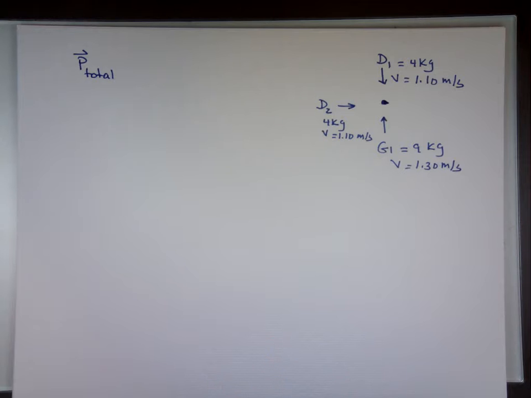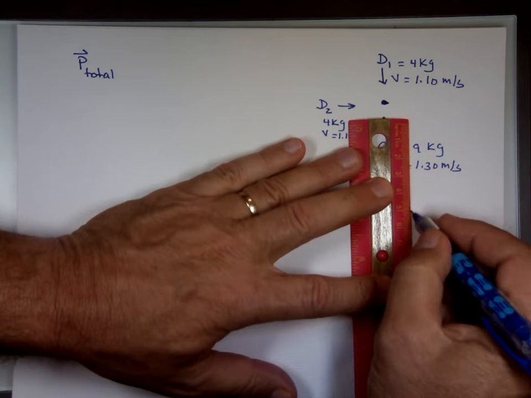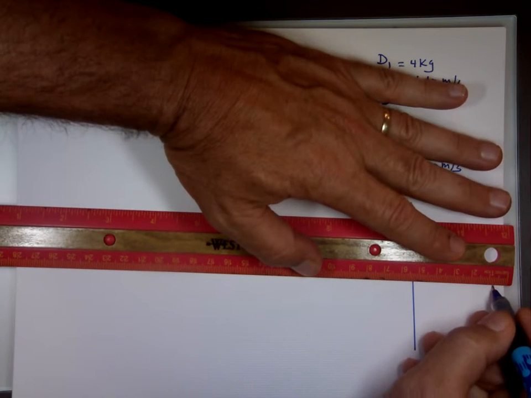Again, linear momentum is a vector. So if I do a free body diagram, everyone see the story we're making here? We have two ducks and a goose fighting over a piece of bread. So each one of these has a momentum because they are moving.